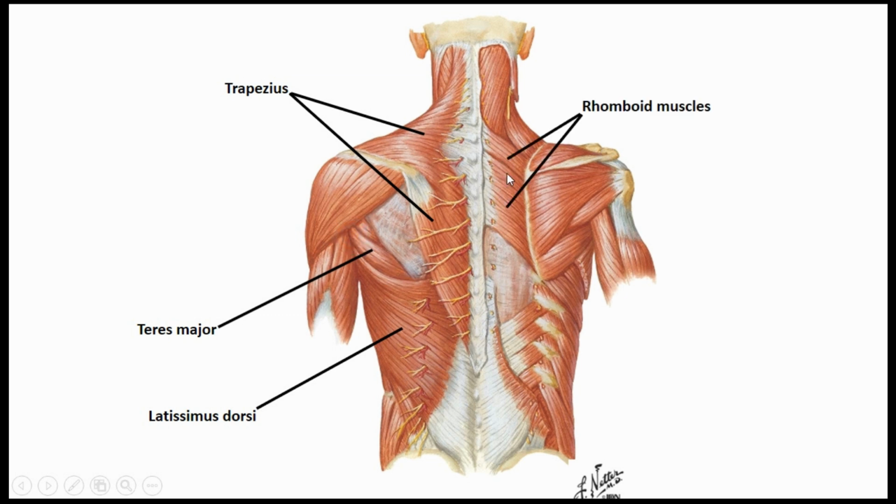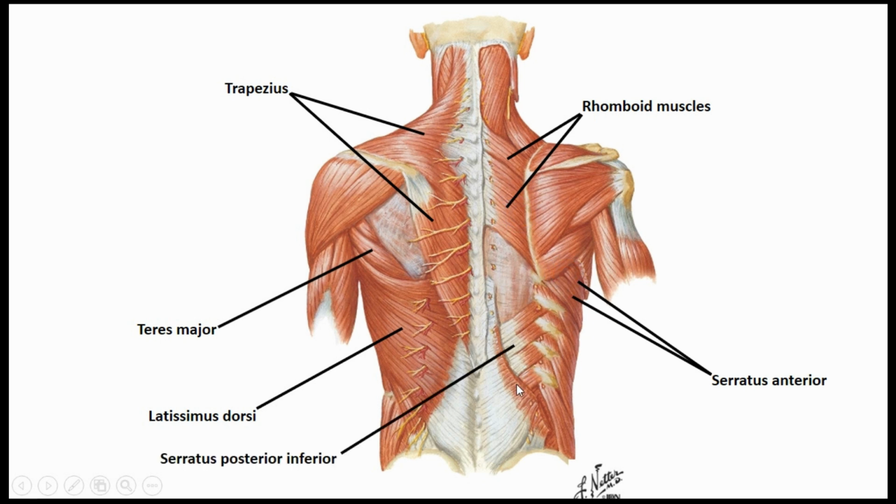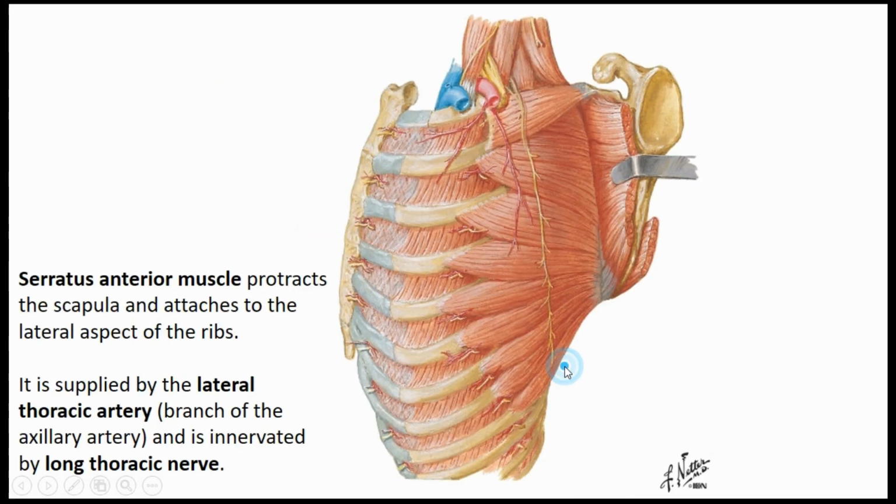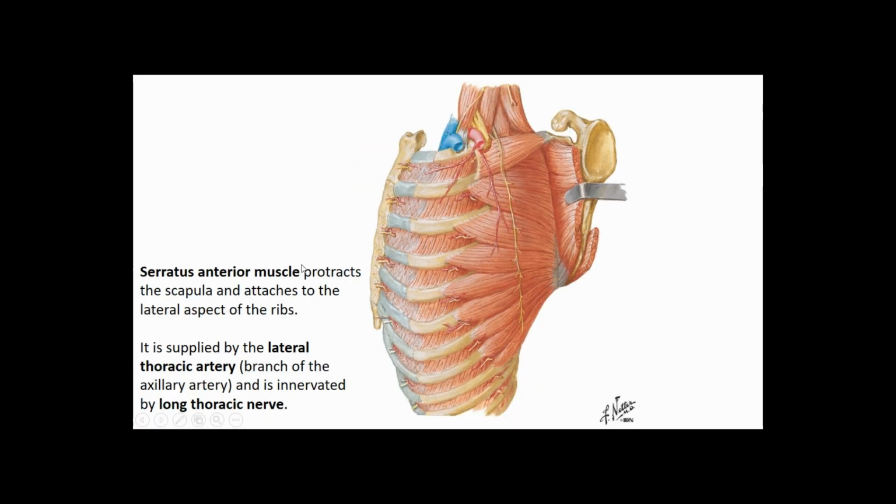Then deep to the trapezius we have our rhomboids. So they're going to be upper limb muscles as well, found in the back, and serratus anterior, serratus posterior inferior, and external abdominal oblique, as we mentioned before, arising from the ribs and then going to the abdomen thereafter. So the serratus anterior muscle is located on the lateral thoracic wall.